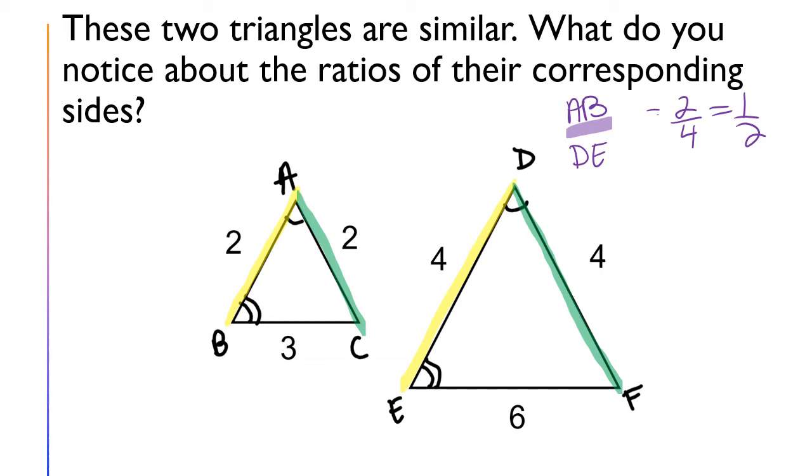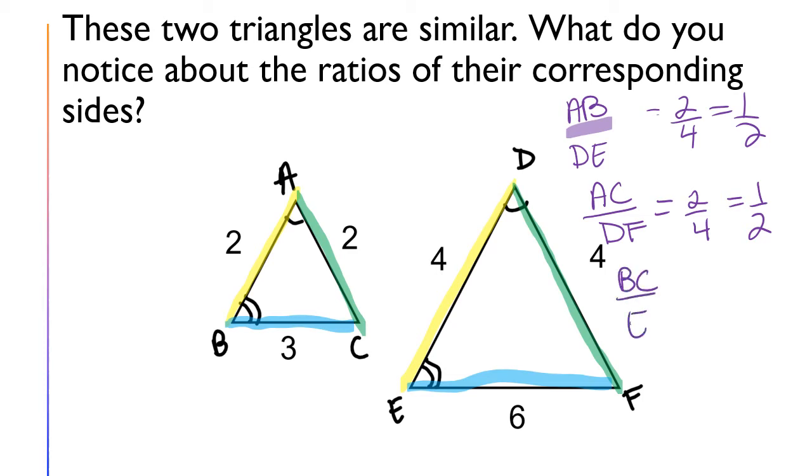So the length of AC over DF is, and you might have guessed it, also 1/2. And for our last pair, looking at side BC and side EF, if I take the ratio of those sides, I also get 1/2. So not only do similar figures have congruent corresponding angles, they have proportionate corresponding sides.